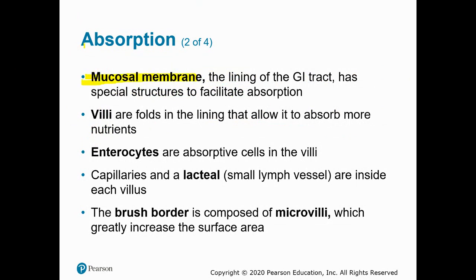So usually when we talk about absorption and when we break it down into these little cellular and subcellular components, we're talking about the small intestine. Remember, there's the mucosa. Those are the cells that line the small intestine. And similar to the stomach, when we said that there's that mucous membrane that protects the mucosal cells from the hydrochloric acid, there's going to be this mucosal membrane right in front of these absorptive cells. So they have special structures in the mucous membrane that help to facilitate absorption.